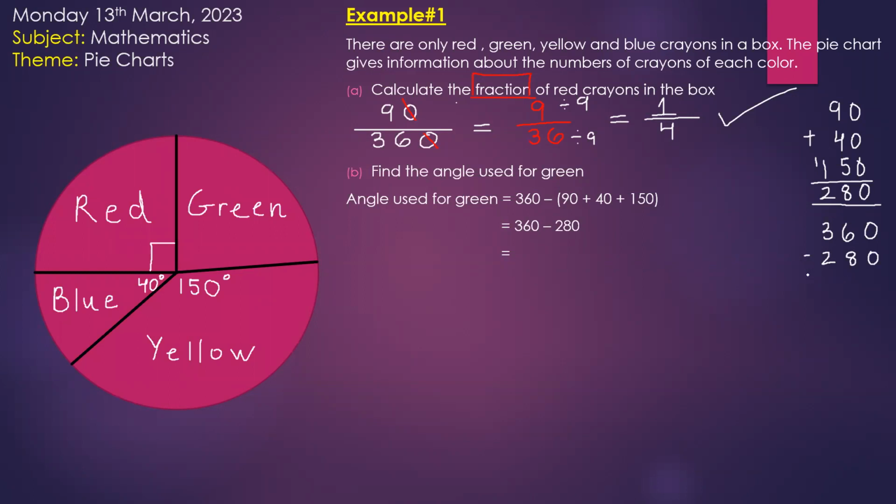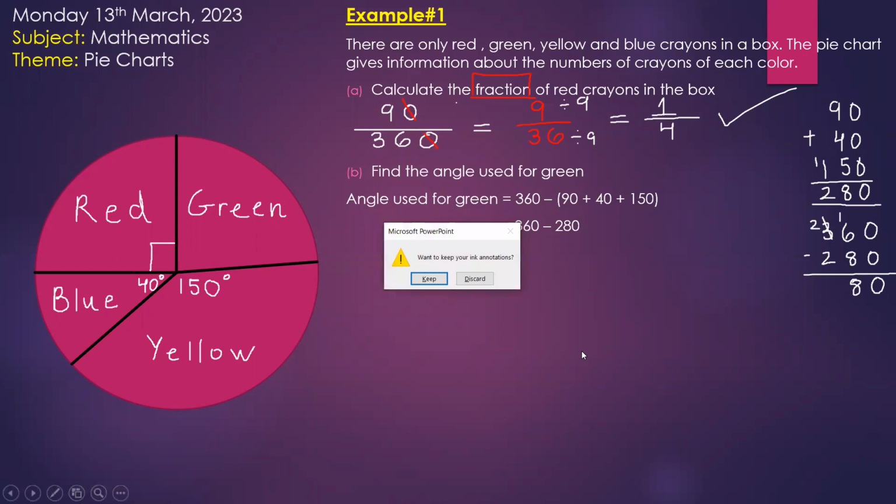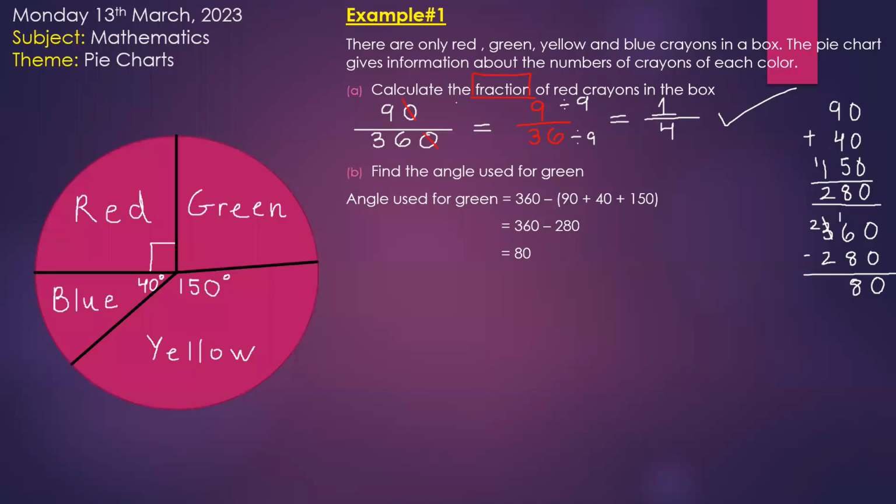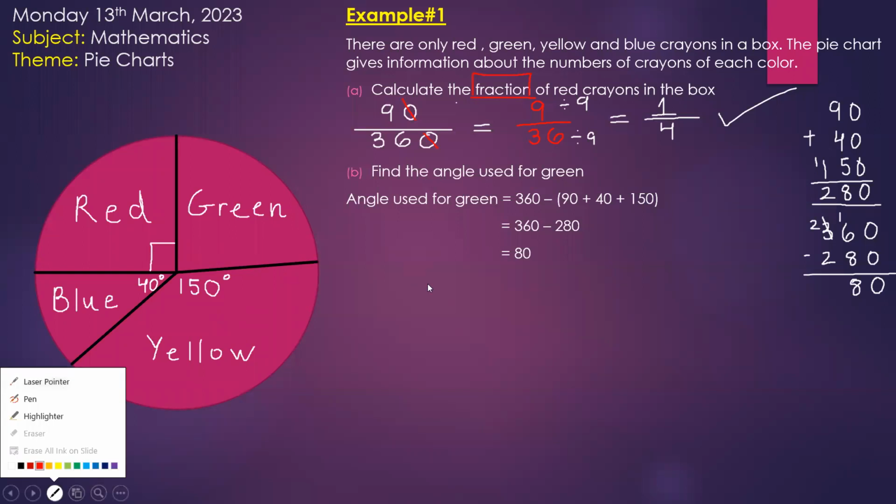All right, so 360 minus 280. 0 minus 0 is still 0. 6 minus 8 is what? Now we can't do that, right? So we must borrow. This becomes 2. And 16 minus 8 is what? 8. So it's definitely 80. How many persons got 80? Yes, sir. Okay, that's good. So the answer is 80 degrees. So the angle used for green is going to be 80 degrees.